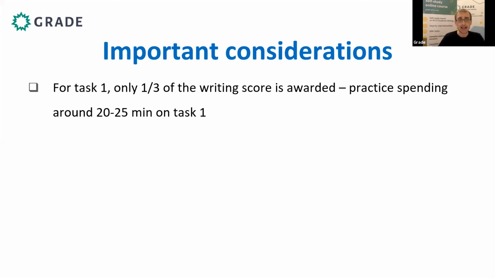Let's say a candidate has 6.5 for writing task 1 and 6.0 for writing task 2, which means that the overall score will be 6.0 rather than 6.5, because task 1 is only 1/3. And the opposite situation actually is very interesting, because if we have, for example, 6.0 for writing task 1 and 6.5 for writing task 2, the overall score for writing will be 6.5. So we need to think about time really very carefully.